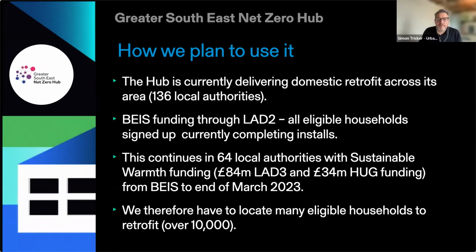So the hub covers an area of 136 local authorities, and we're currently delivering a domestic retrofit scheme across the whole hub area through Bayes funding. And this is going to continue through to the end of March. So we've got a lot of interest in terms of finding out where eligible homes for retrofit are. We've got over 10,000 more homes to find by the end of March next year.